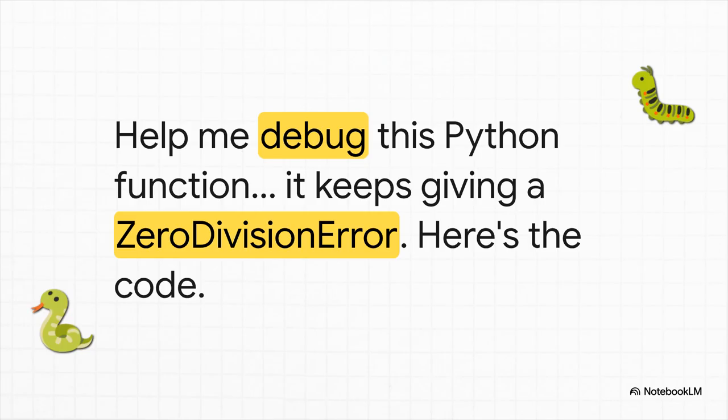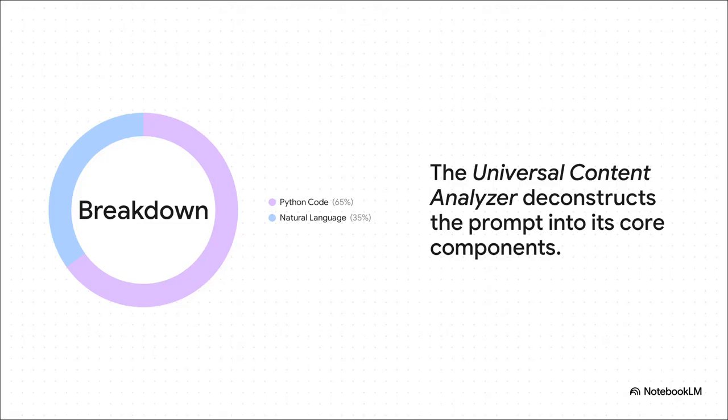Check this out. This is a perfect example of a mixed content prompt. You've got a request for help in just normal language, you've got a specific error mentioned, and then you've got a raw snippet of Python code. A simple rewriter would just get totally confused here. So the first thing the Universal Content Analyzer does is just break it all down. It instantly sees, okay, this isn't just a blob of text, it's about 2/3 Python code and 1/3 natural language. This is how it can tell the difference between your instructions and the data you're working with.